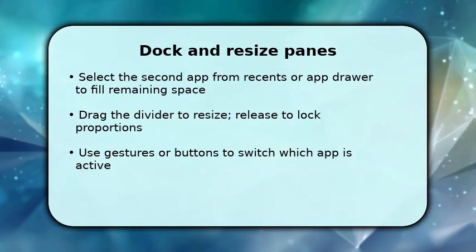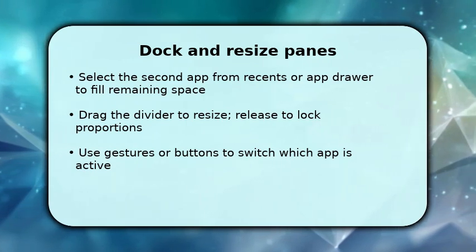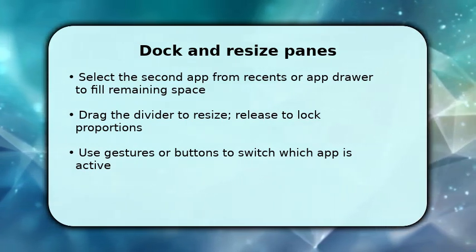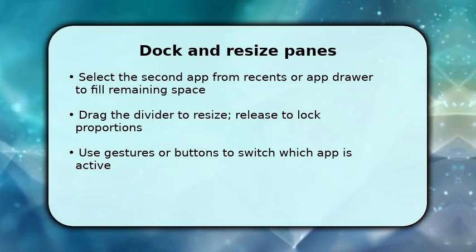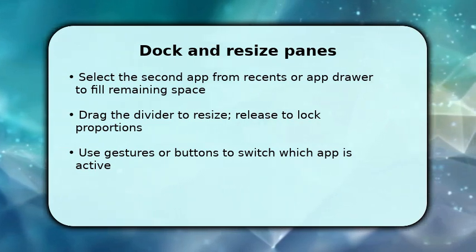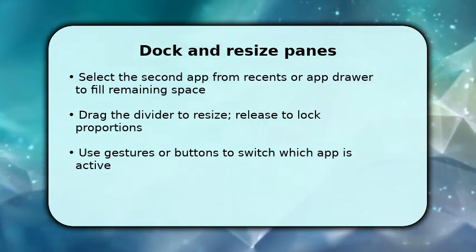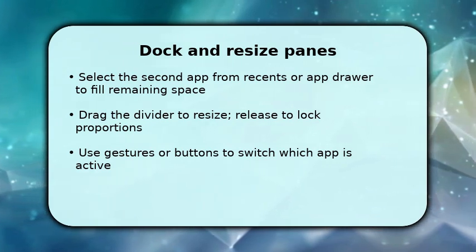Once done, choose the second app to occupy the remaining pane. You can tap it in Recents or pick from the home screen. Make sure to position the divider where you want it, then drag slowly to resize. The system will snap to usable sizes.